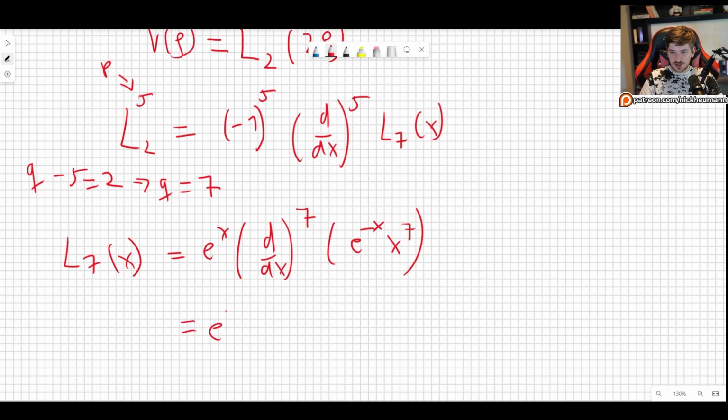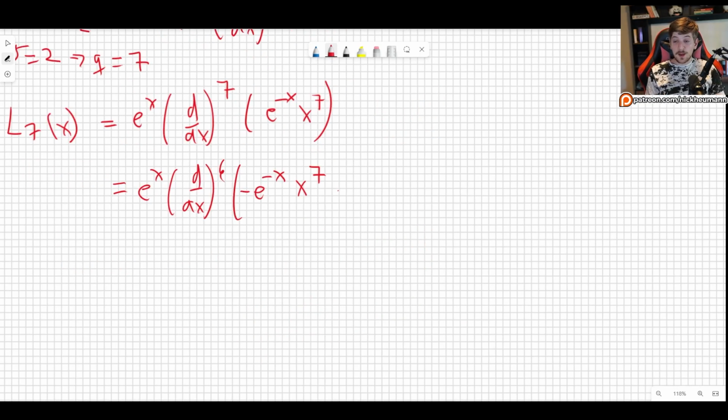and let's begin. So this is e to the x, 6 derivatives of e to the minus x, x to the 7th, with a minus sign, plus 7x to the 6th e to the minus x. So that is one derivative. Let's now go for the second one. So d dx 5, right? 5 more after this one.